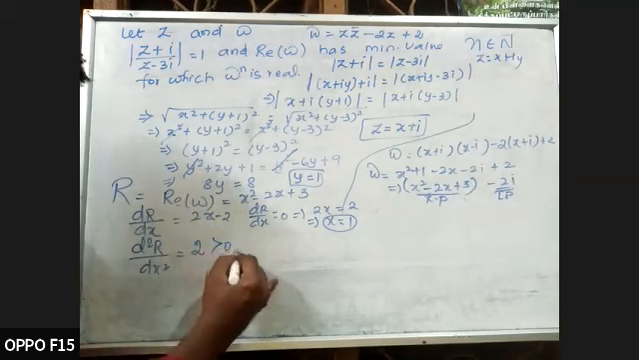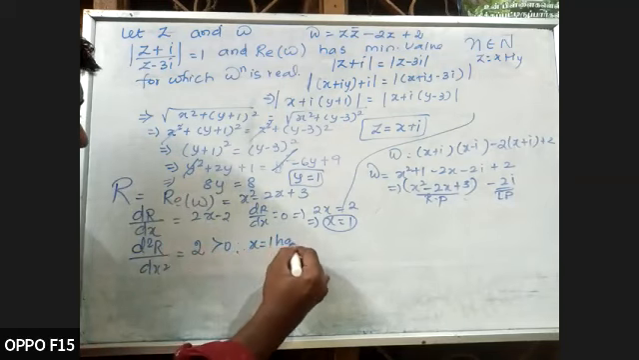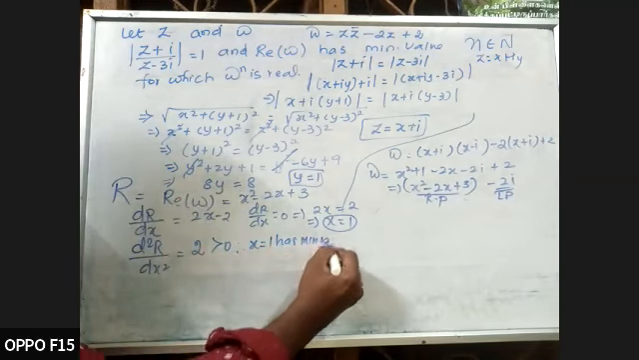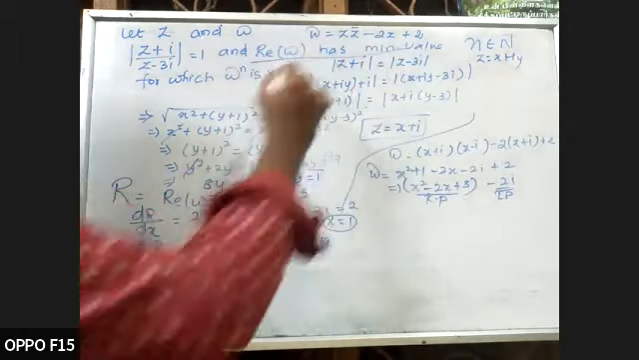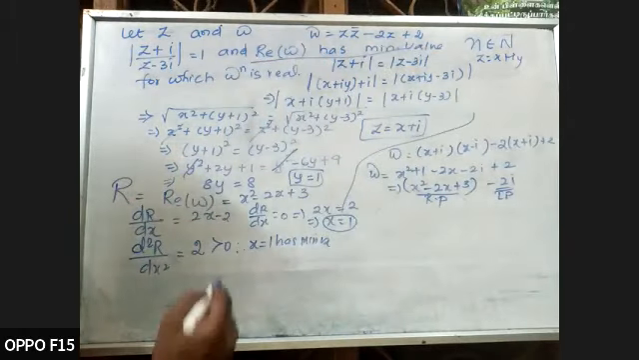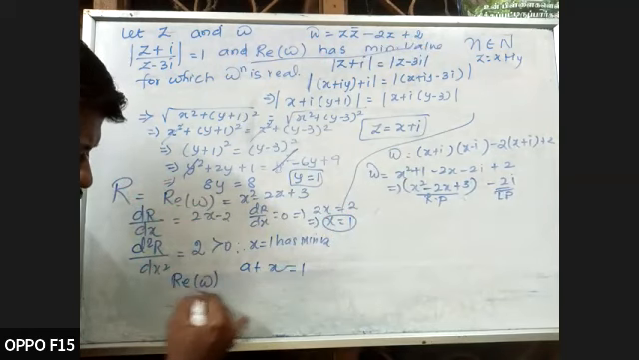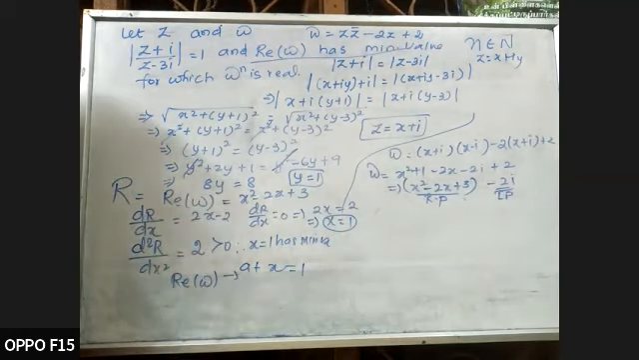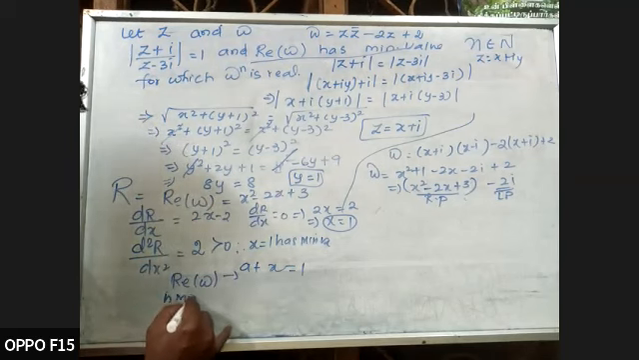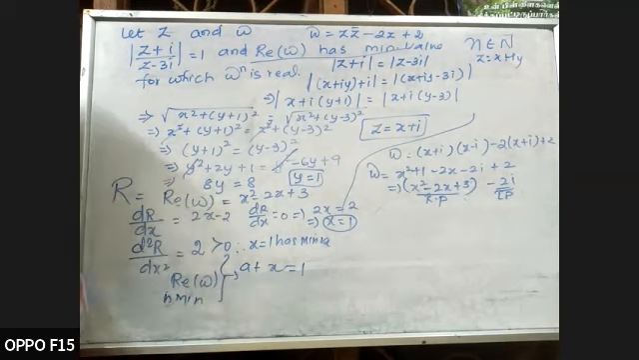2 is greater than 0. Therefore x equals 1 gives a minimum value. Therefore we have confirmed that the real part of omega has a minimum value at x equals 1. Let me say it again, it is very important. The real part of omega is minimum at x equals 1. Right? So the real part of omega is minimum at x equals 1.